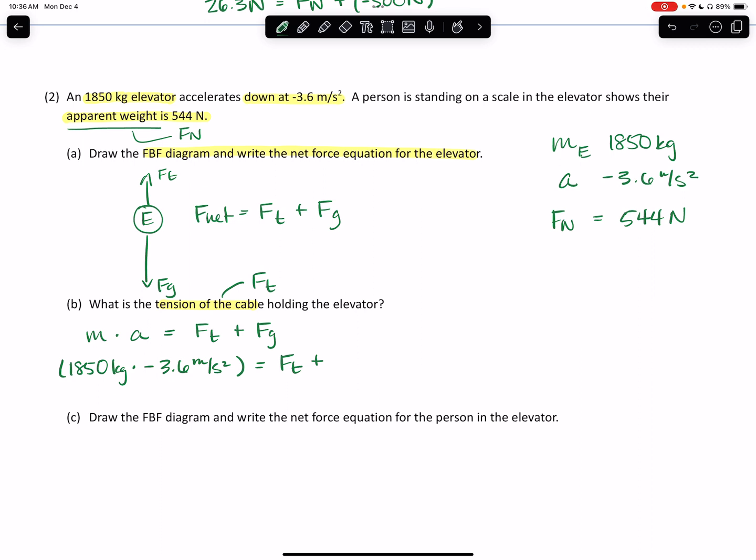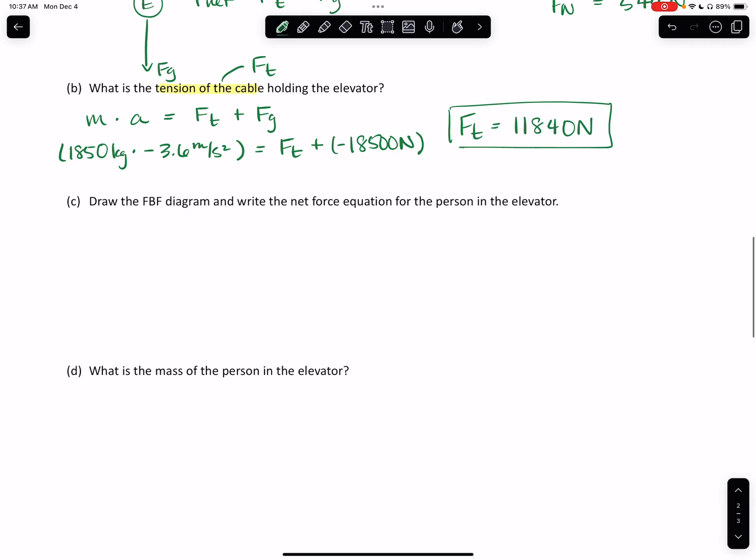So it's 1,850 kilograms times negative 10 meters per second squared, which means we have a value of 18,500 newtons for Fg. If I multiply 1,850 kilograms times negative 3.6 meters per second squared, and then add 18,500 to that, I'm going to find that my tension force here is 11,840 newtons. So there is my tension force.